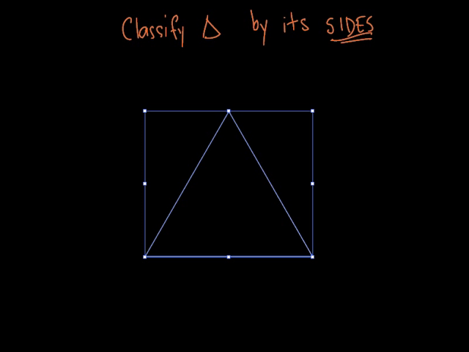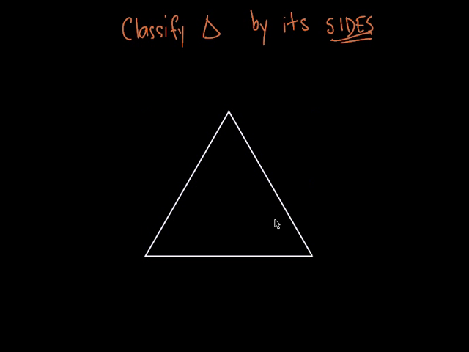So let's take a look at this triangle right here. It kind of looks like another triangle that we've discussed already. It kind of looks like that equiangular triangle. But this time, they tell you this. Remember what the tick marks are? The tick marks mean that all three of those line segments are equal to each other.